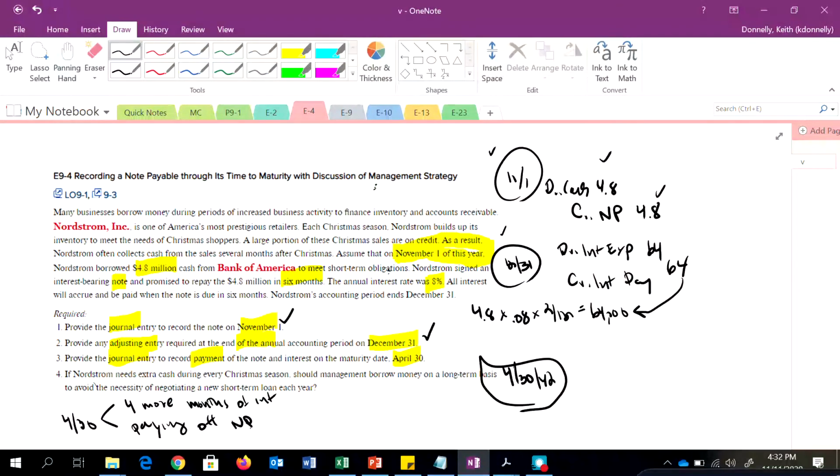Interest expense, 128,000. So we got interest expense. We got a $4.8 million note times 0.08 interest rate. Well, we teed it up to the end of the year, so we're accrued through November. Now we got to do it for the next 4 months, right? Because we got January, February, March, April. There we are. We're 4 months later. 4 over 12. That's going to give us 128,000.